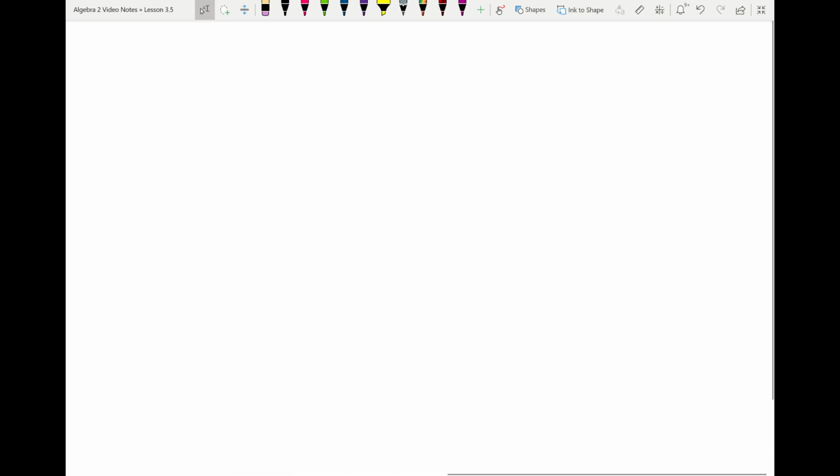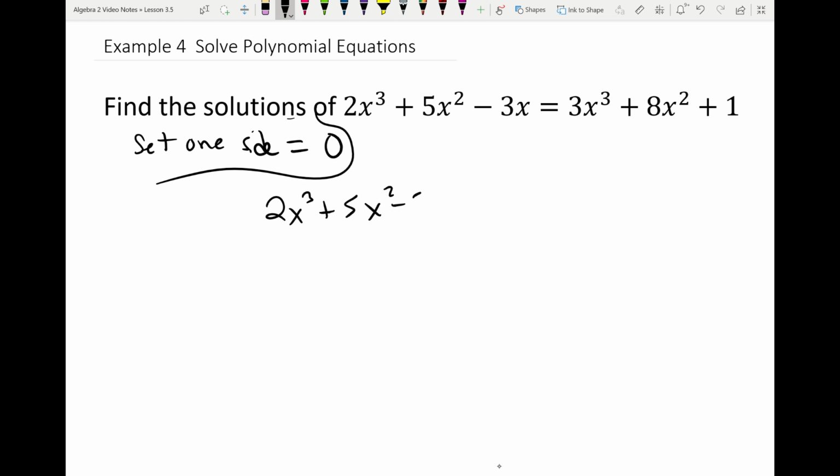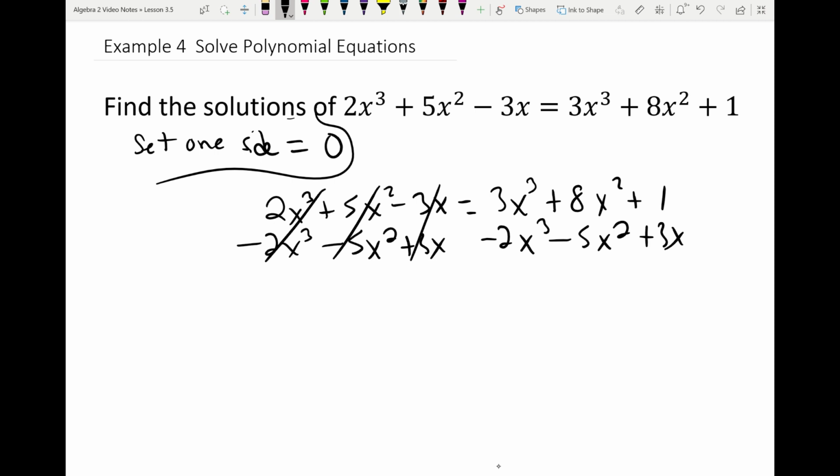So we're going to move every single thing to one side. So in order to do that, let me rewrite the equation. Let's move everything to the right-hand side. So I'm going to move this 2x cubed over by subtracting it. I'm going to move this 5x squared over by subtracting it. And I'm going to move this 3x over by adding it so that it cancels.